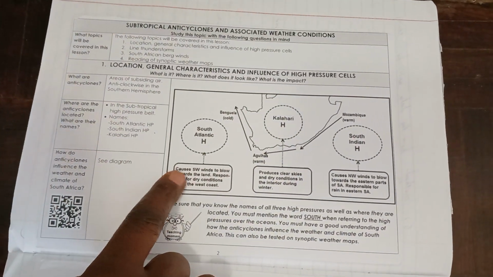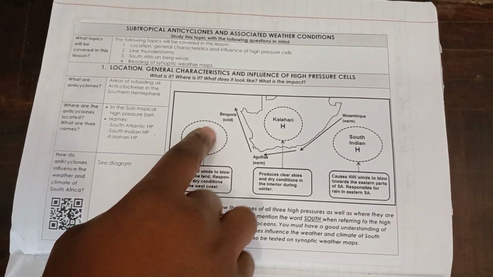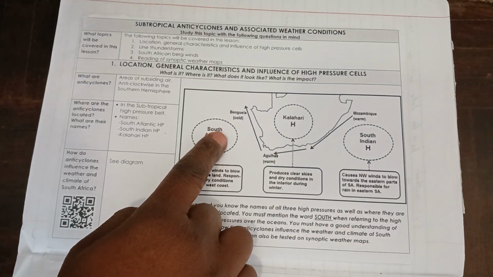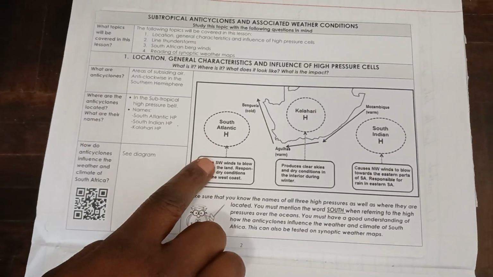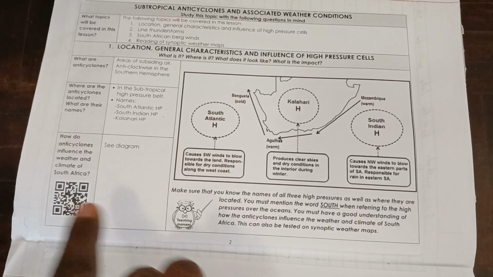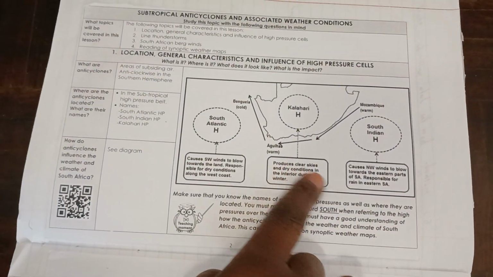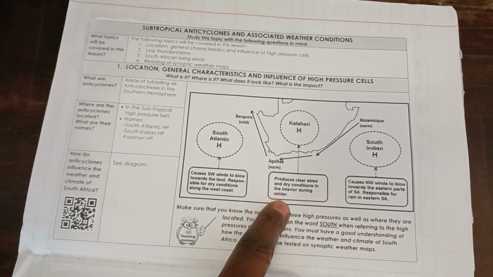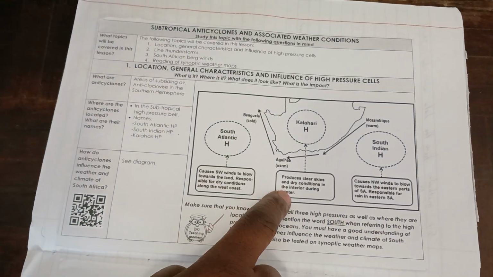The South Atlantic High causes southwest winds to blow towards the land, responsible for the dry conditions. Why? Because it is emanating from a cold ocean. Cold air by its nature does not hold a lot of moisture. It's cold and dry. That's why you see dry conditions along the west coast. Then you have got the Kalahari High, emanating from the interior, producing clear skies and dry conditions in the interior during winter, because you can see it's coming from the land. It's located on the land. That's why it's also dry.